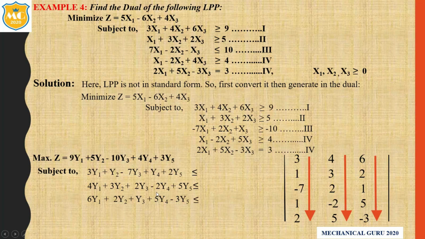And next we have to write down the right hand side of the constraints, that is our objective function profit Cj values 5, minus 6 and 4. So here the last equation sign is equal to type. It represents that y5 is unrestricted in sign. Okay, so y1, y2, y3, y4 greater than or equal to 0 and y5 is unrestricted in sign.